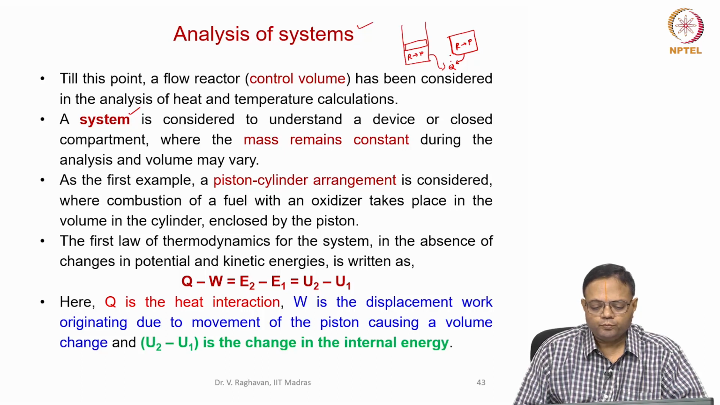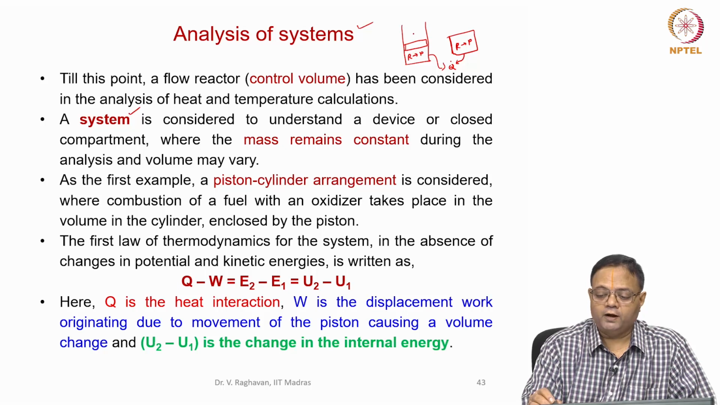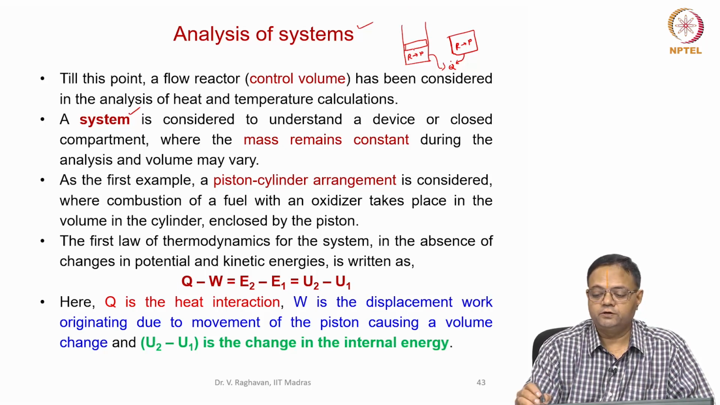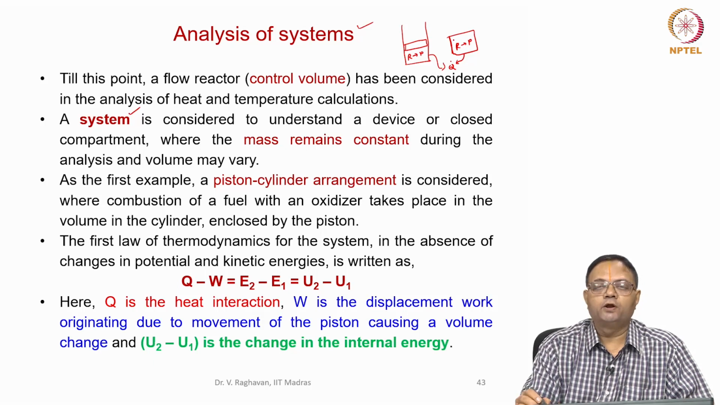So here in the first case, the volume can change because the piston can displace itself. In the second case, volume is constant. So mass cannot flow in or flow out. So such applications are there in lab scale devices.